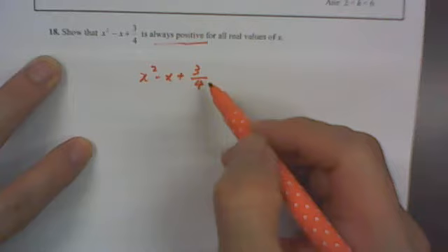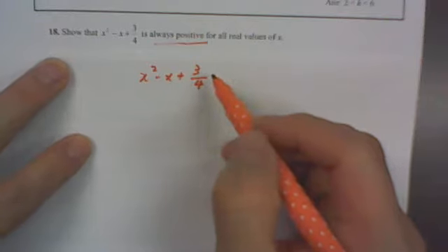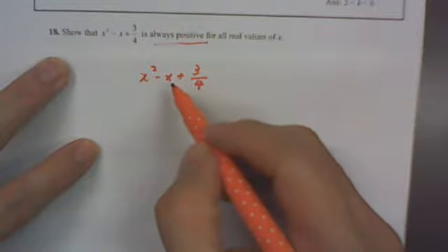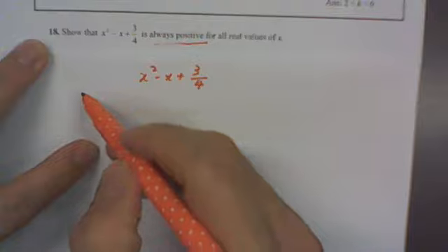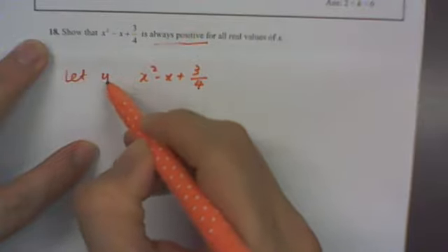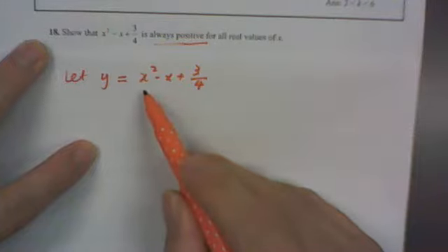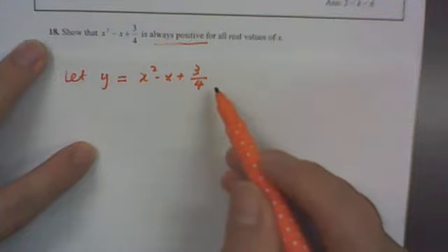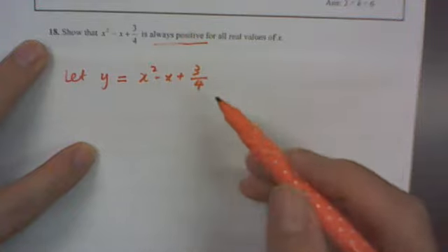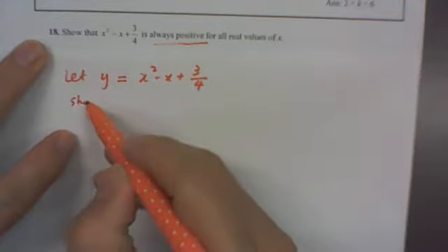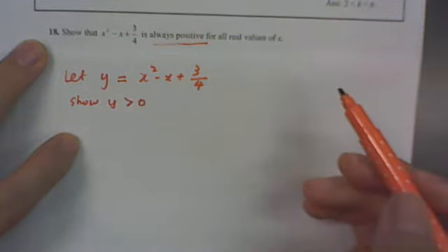So one of the methods we can do is to look at this as a curve. So let y equal this, and that represents the quadratic curve. If it's always positive, that means I'm supposed to show that y is always bigger than 0.